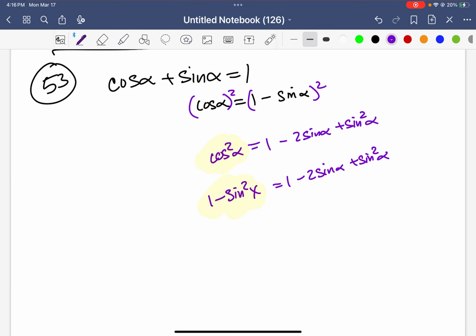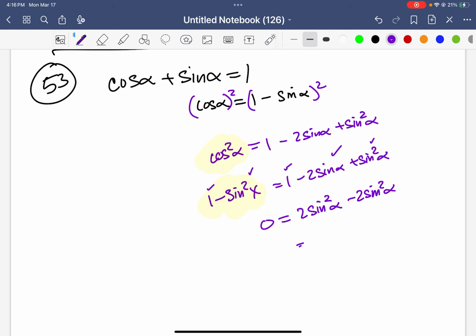So if I get everything over to the right-hand side, I'm going to have 2 sine squared alpha, because I take care of that one and that one. And then the 1's are going to cancel out. And then I'm going to have left minus 2 sine squared alpha.